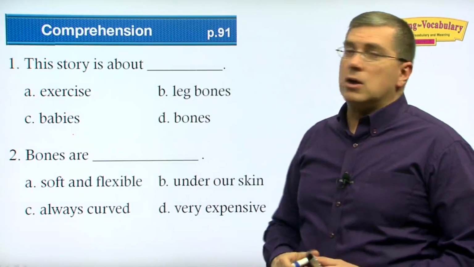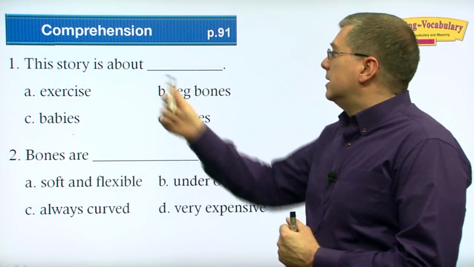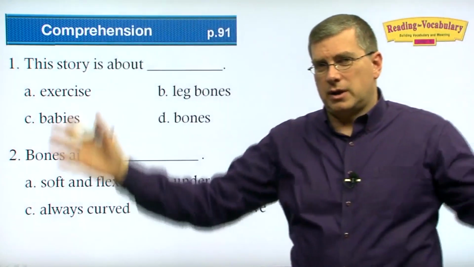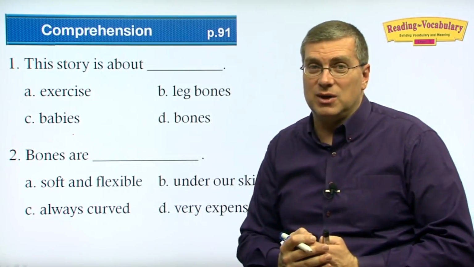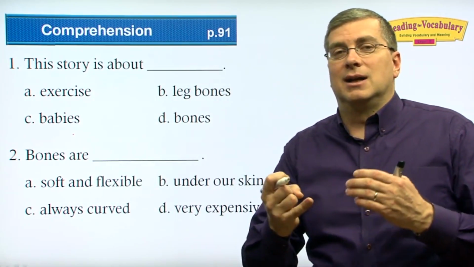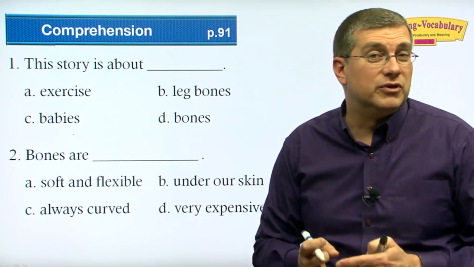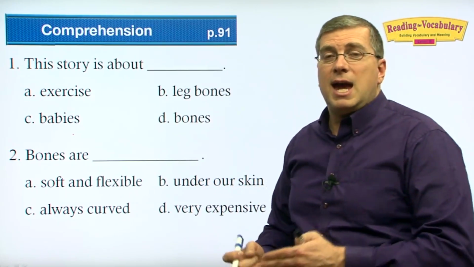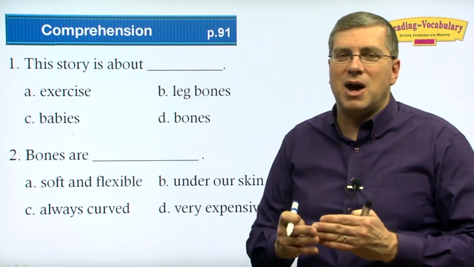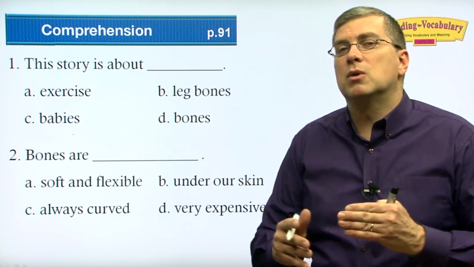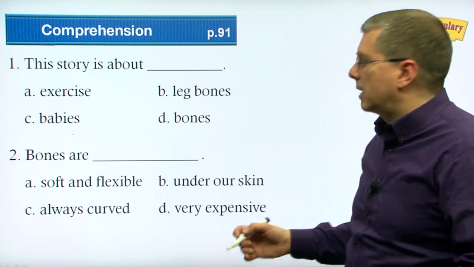Okay, so let's go over the reading passage. Let's go over the comprehension questions. This story is about. So what were we talking about in the whole story? Of course, that answer is probably very easy for you. We were talking about shapes of bones. We were talking about what bones do, the functions of bones. And we were talking about the smaller bones, the larger bones in your body. But we were also talking about how to keep your bones healthy. So what are we talking about? We're talking about bones, right?